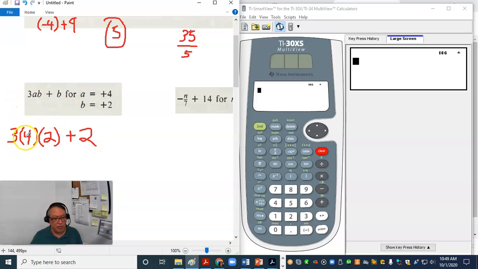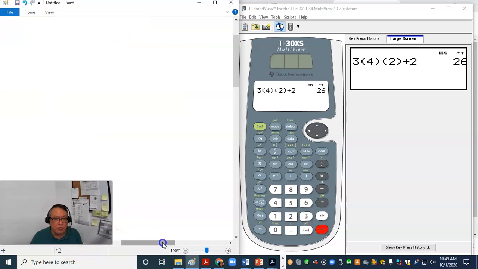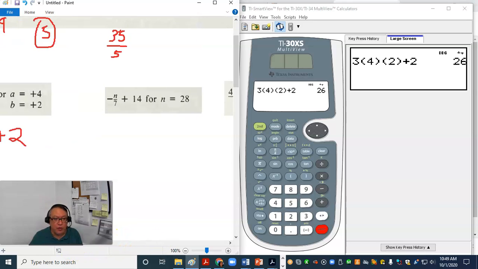3 times 4 times 2, 3 times A times B, plus another B, which is 2, and I'm going to put it in the calculator, right? Just like that. 3 parentheses, 4, close parentheses, open parentheses, 2, close parentheses, plus 2, enter, 26. All right. Couple more problems here. Let's move along.